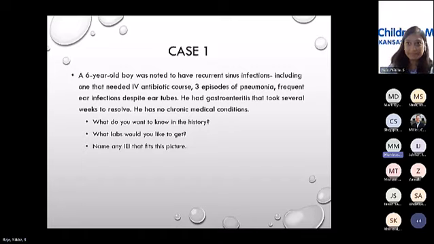Recurrent pneumonia, ear infections. Sometimes you think about CVID comes to mind. Okay, yeah. If he responded to antibiotics.